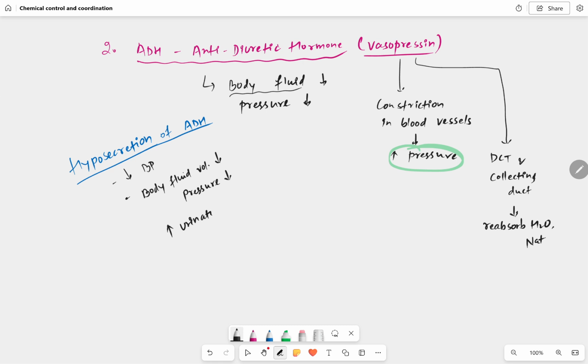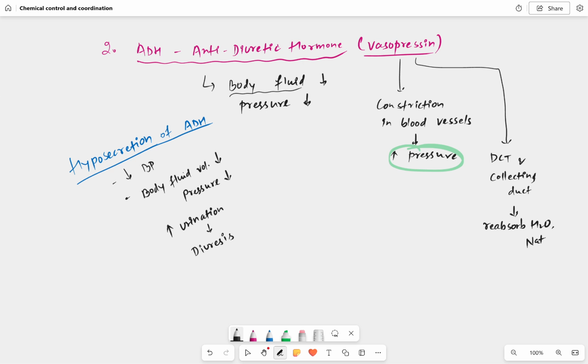There is increased frequency of urination. It is called polyuria. The increased urine formation is there, and it is called diuresis.